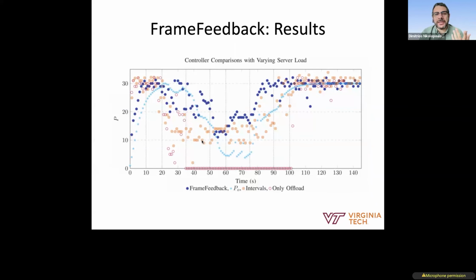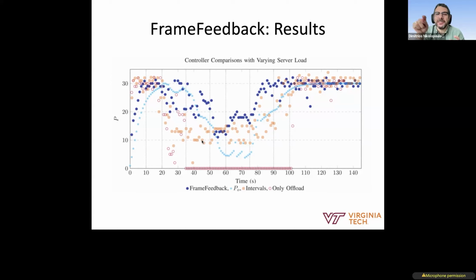So this is a heavy slide here. It's a very busy slide. I'll try to walk you through it. So this is how our system, frame feedback, and various other offloading alternatives work in a scenario where you have video processing between the local device and the GPU server, frame processing, and you have a spike in server load between seconds 35 and 85.